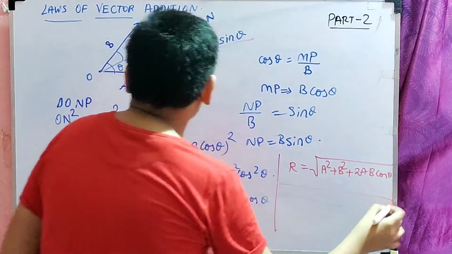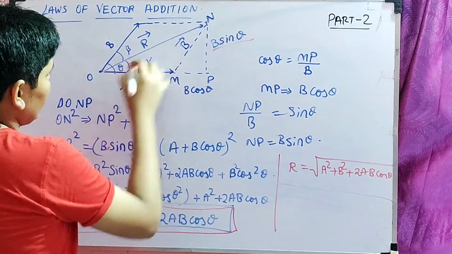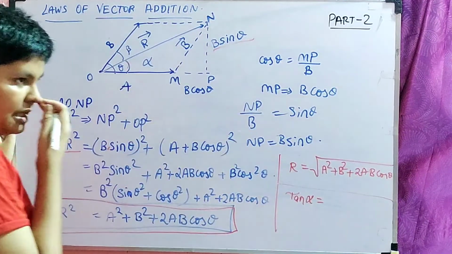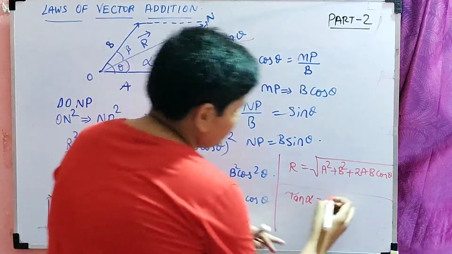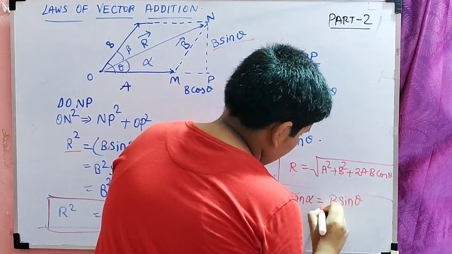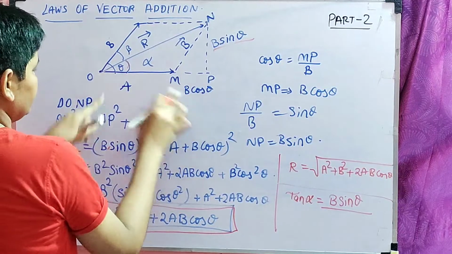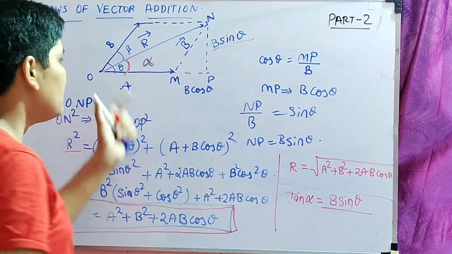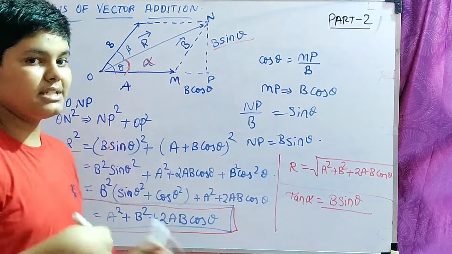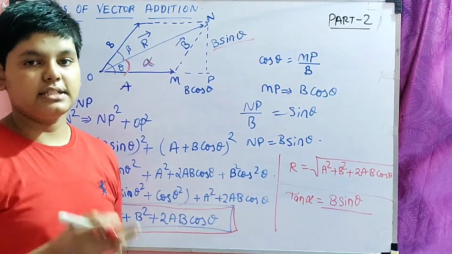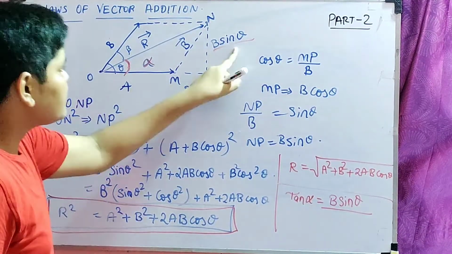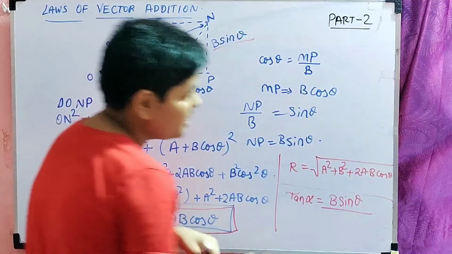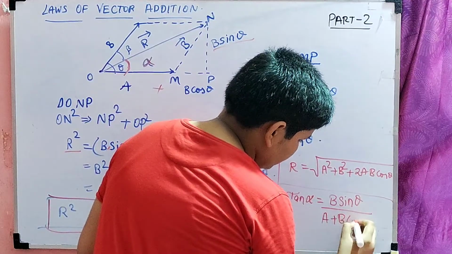One more thing, if in the same triangle you are taking this angle as alpha, then tan alpha is equal to opposite by base. Opposite is equal to b sin theta upon base, which is equal to a plus b cos theta. Like you are taking the same triangle OMP, here you are taking alpha and taking tan alpha. Tan alpha is equal to opposite by base, because sin theta is equal to opposite by hypotenuse, and cos theta is equal to base by hypotenuse. So opposite for this is b sin theta and base for this is a plus b cos theta.